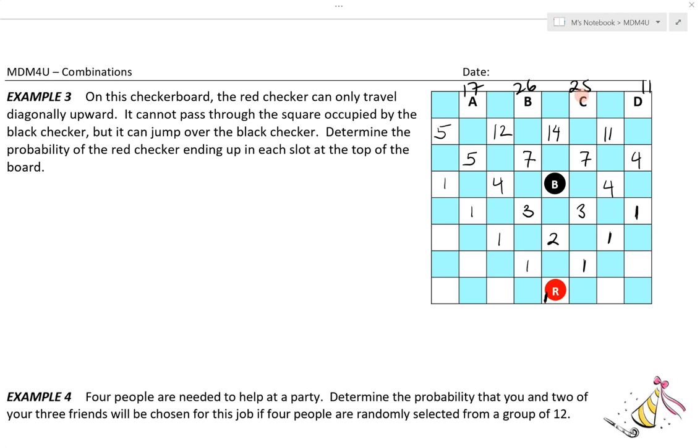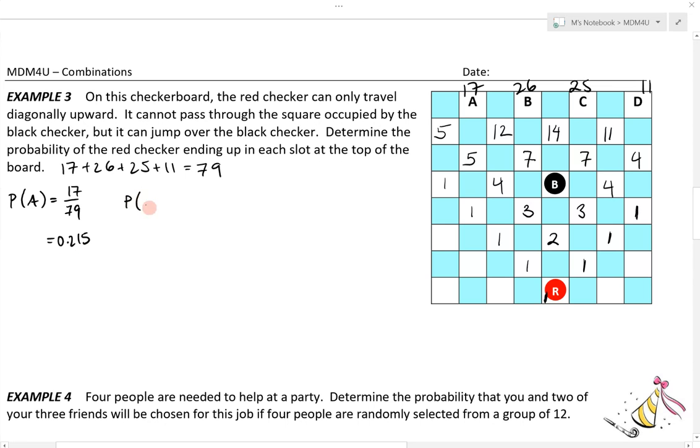Okay. So by the way, if you add up all these numbers, 17 plus 26 plus 25 plus 11, you get a total of 79. So there are 79 total paths in this checkerboard. I need that total number of outcomes to calculate my probability. So the probability that the red checker is going to get to spot number A is going to be 17 out of 79, or 0.215.